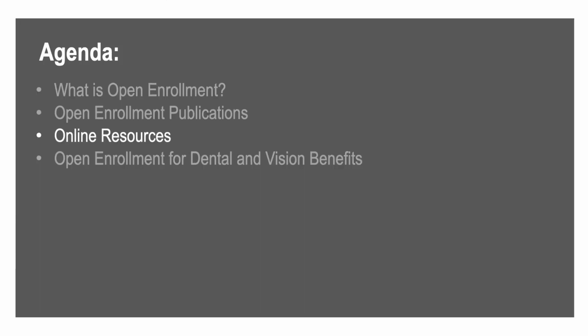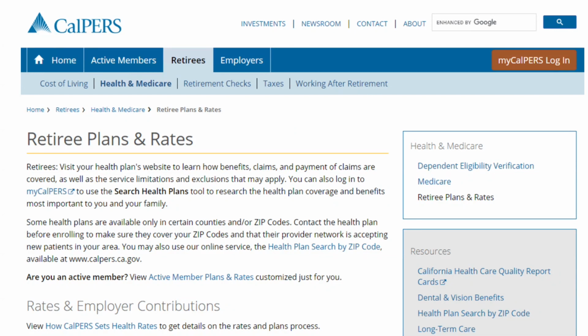There are a lot of online tools and resources available to help you make any open enrollment decisions. An excellent source of information on the available CalPERS health plans are the plans and rate pages on our website. There are two versions of the plans and rate page, one for active employees and one tailored for retirees. To get there, select either active members, then health benefits and plans and rates, or select retirees, then health and Medicare, then retiree plans and rates. If you're an active member and you find yourself on the retiree plans and rates page, there's a link that will take you directly to the active member page. There's a similar link on the active members plans and rates page.